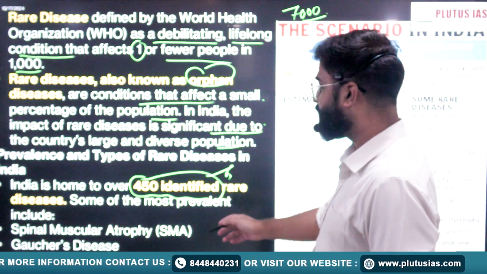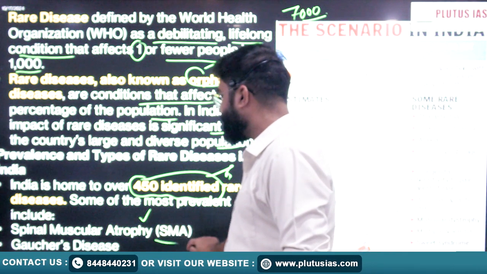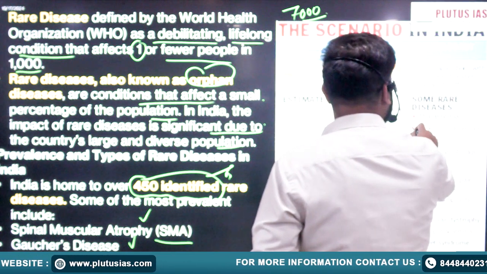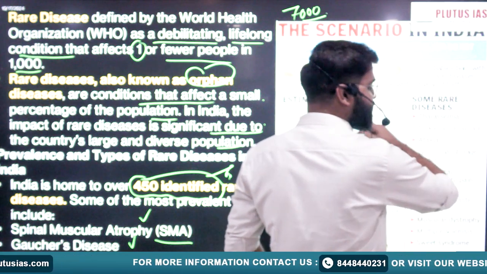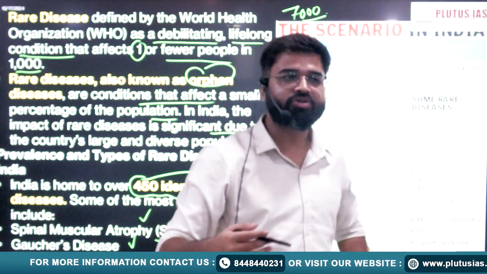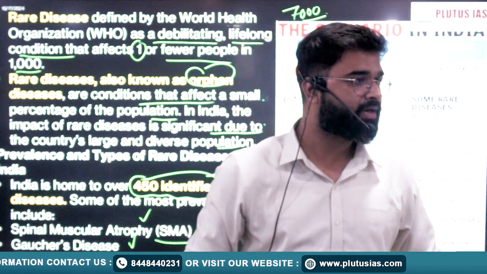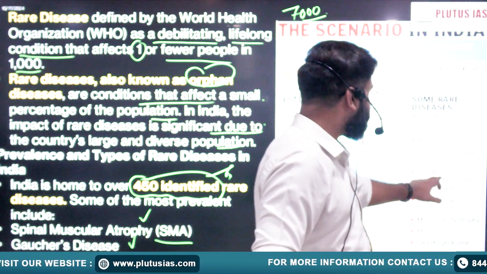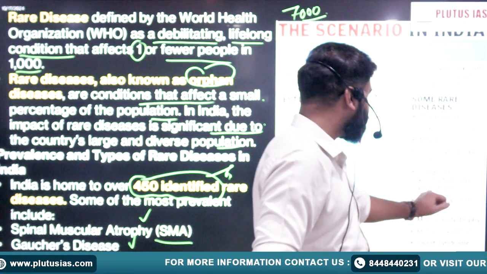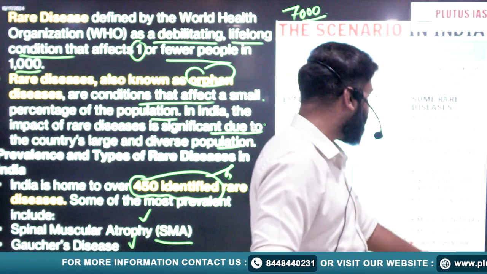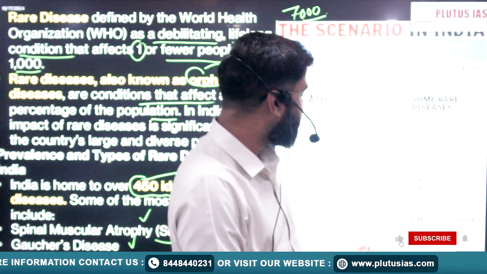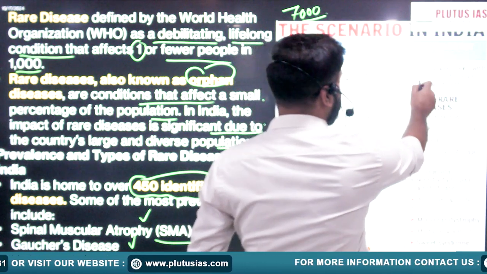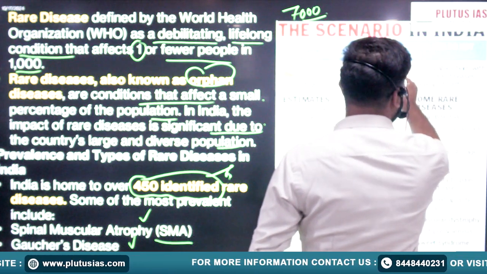Some of the most prevalent include spinal muscular atrophy, Gaucher's disease, hai na, bahut sari hain, ye sari yahan pe likhi hain. Thalassemia, sickle cell anemia. Sickle cell we have discussed. What was sickle cell, hai na? To aisi jo bhi news mein rahegi, hum thoda bahut to usko discuss kar lenge. Theek hai? Sickle cell anemia, lysosomal storage disorder, congenital insensitivity to pain, acquired aplastic anemia, muscular dystrophy, multiple sclerosis, Sweet syndrome, pediatric cardiomyopathy, etc.